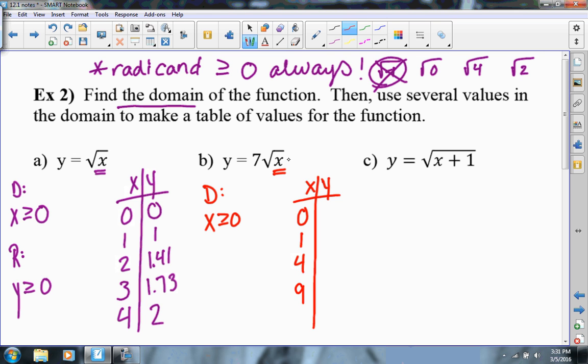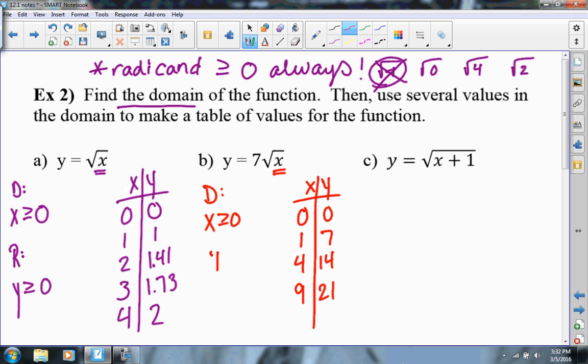Okay, so now I substitute these in. The square root of 0 is 0, and then I multiply it by 7, so that's also 0. The square root of 1 is 1, times 7 is 7. The square root of 4 is 2, times 7 is 14. The square root of 9 is 3, and 3 times 7 is 21. So there's the table of values that would help me graph that function.